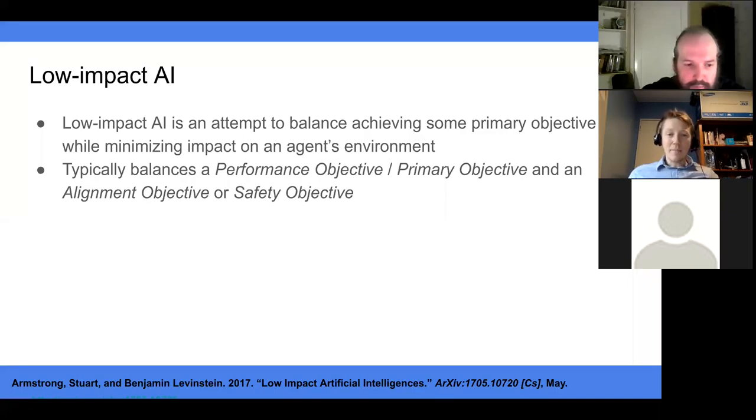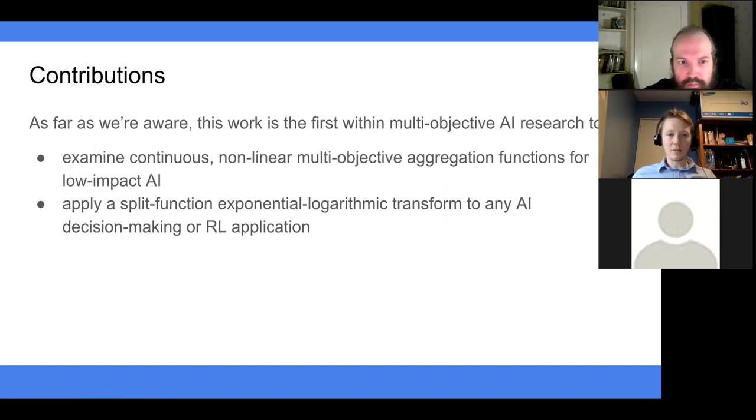Low impact AI is an attempt to balance some primary objective while minimizing impact on an agent's environment. It typically balances a performance objective with an alignment objective or safety objective. And we thought this was a useful and interesting context to look at this problem of balancing multiple objectives. So as far as we're aware, this work is the first within multi-objective AI research to look at continuous nonlinear multi-objective aggregation functions for low impact AI.